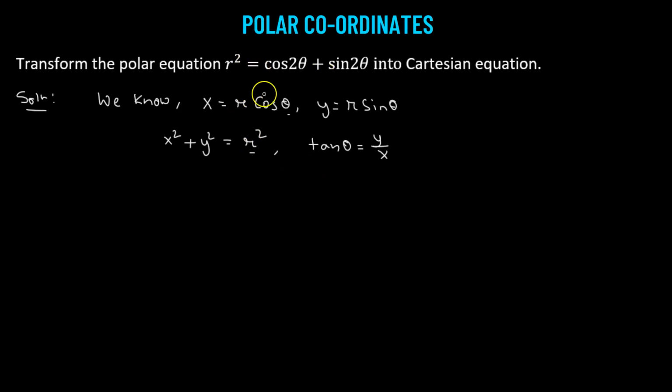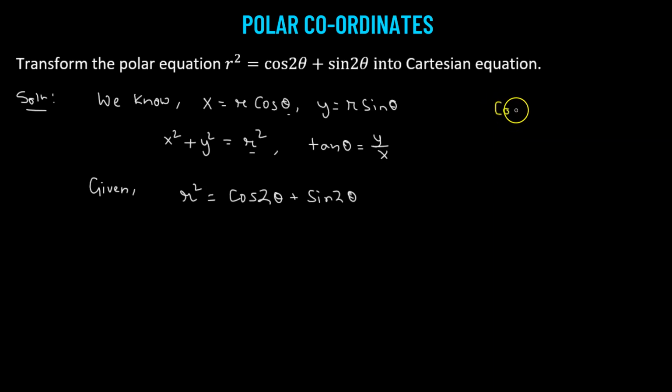Now, since we are given a polar form, there's a little bit of trigonometry involved. So let's start with the given equation: r squared equals cosine 2 theta plus sine 2 theta. We don't have an issue with the left hand side. We have r squared, we can simply replace it with x squared plus y squared. But we have to work around cosine 2 theta and sine 2 theta. So let's brush up our trigonometry here.